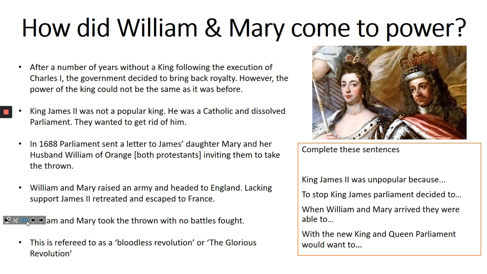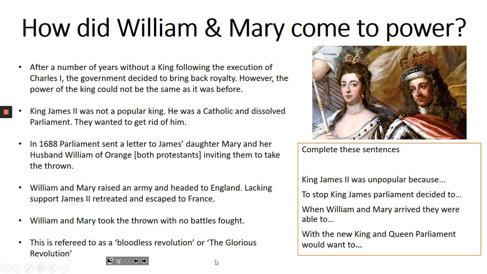William and Mary raised an army because they would still have to take control of England, and they headed to England. But lacking support, James II actually retreated and then escaped to France. So there actually never had to be a battle fought. They took the throne without a battle. And it's referred to as the Bloodless Revolution or Glorious Revolution.